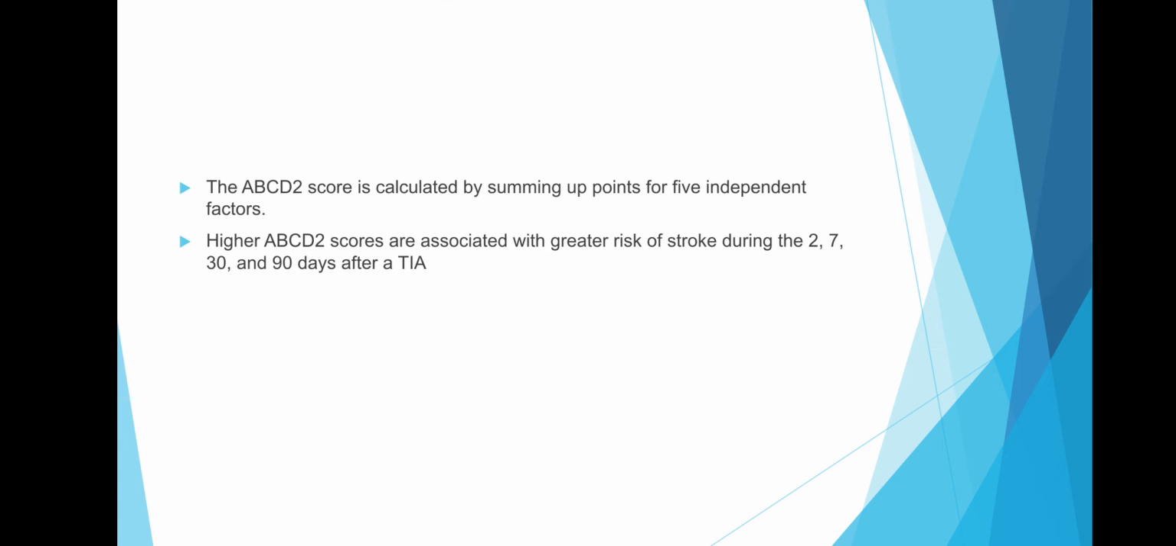The ABCD² score is calculated by summing up points for 5 independent factors, okay? Then a higher ABCD² score is associated with a greater risk of stroke during the 2, 7, 30, and 90 day period after a transient ischemic attack.